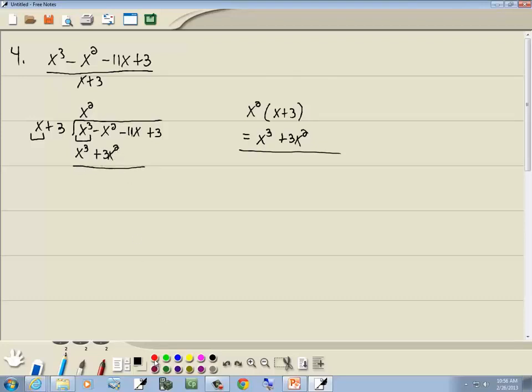We're going to subtract this line, which means we'll flip the signs. So this x to the third becomes negative. This 3x squared becomes negative. Well, x to the third minus x to the third drops away. Negative x squared minus 3x squared gives us negative 4x squared. And I'll go ahead and bring everything else down.